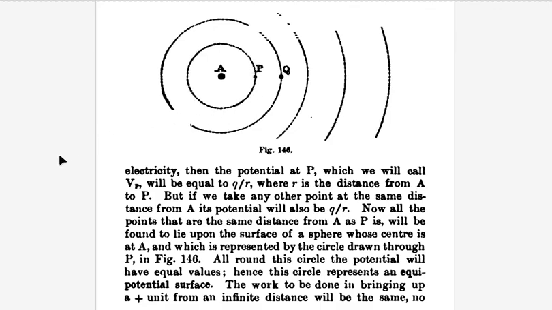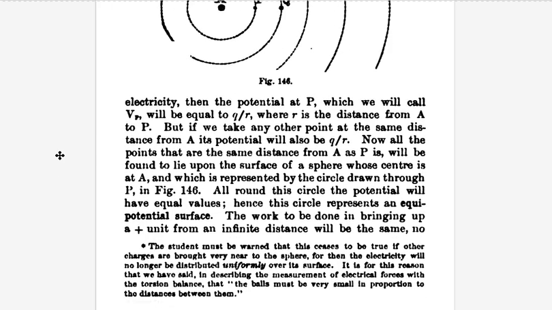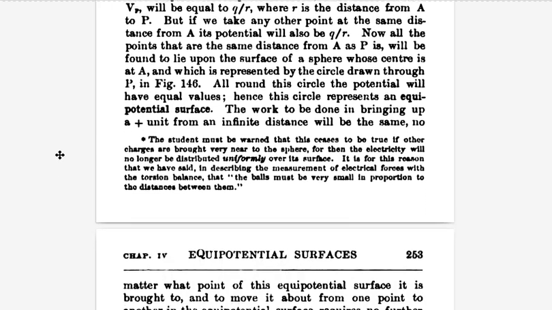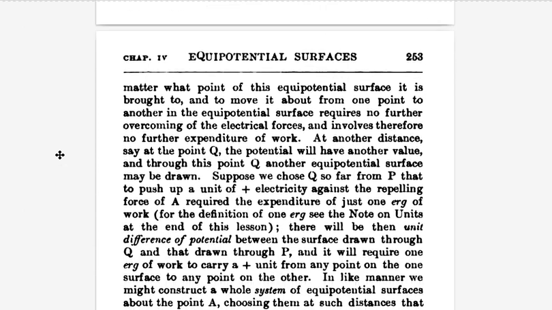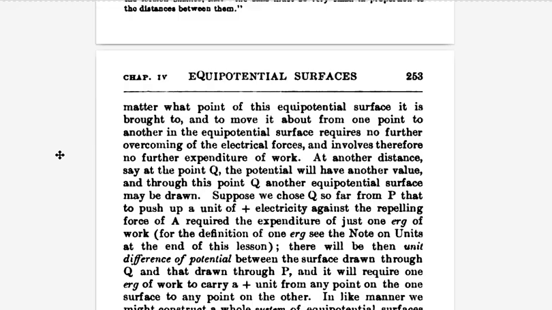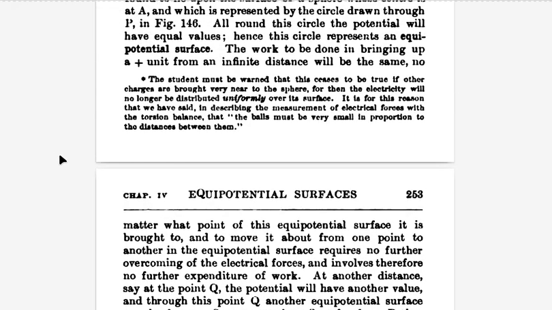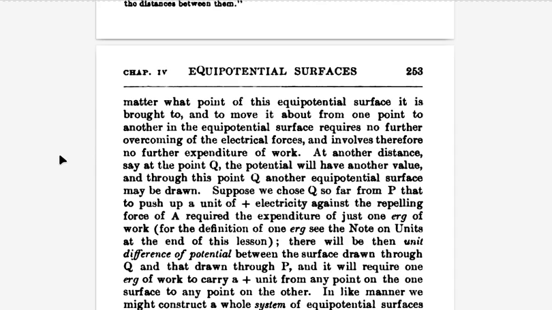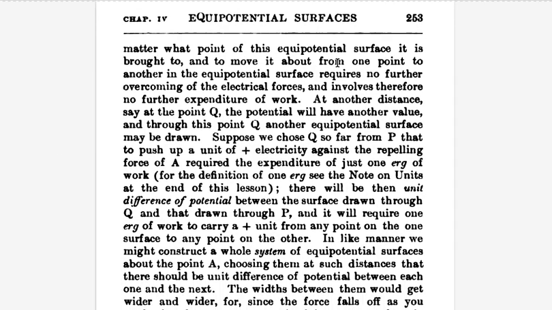The work to be done in bringing up a plus unit from an infinite distance will be the same, no matter what point of this equipotential surface it is brought to. And to move it about from one point to another in the equipotential surface requires no further overcoming of the electrical forces, and involves therefore no further expenditure of work. At another distance, say at the point Q, the potential will have another value, and through this point Q another equipotential surface may be drawn.